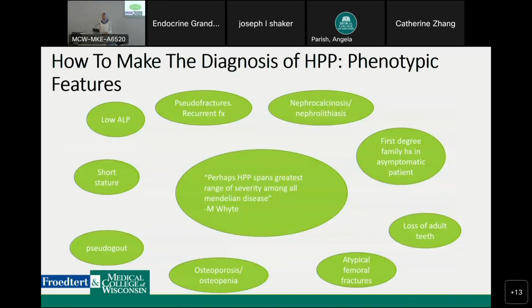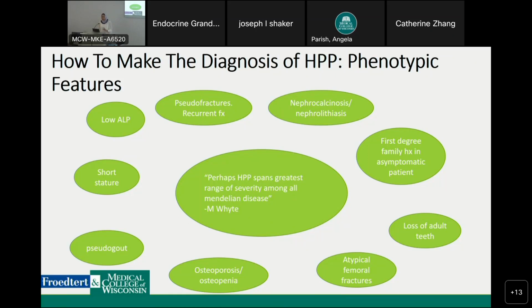So how to make a diagnosis of hypophosphatasia, knowing this huge phenotypic variability? It's one of the diseases that has the greatest range of severity. We can have any of these clinical features, and we can have them separately, not even in combination. They can present with just low alkaline phosphatase, just pseudofractures, just kidney stones, or even pseudogout, and osteoporosis and osteopenia, which we will focus on as well.